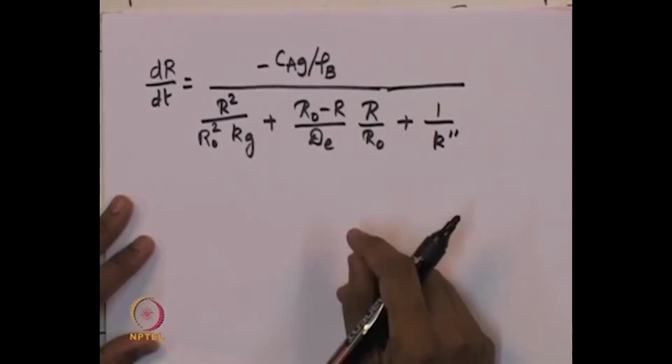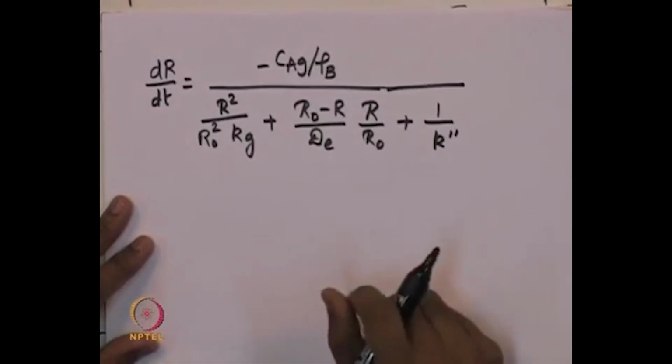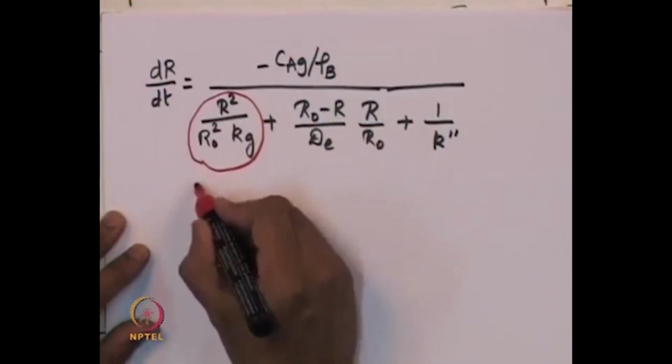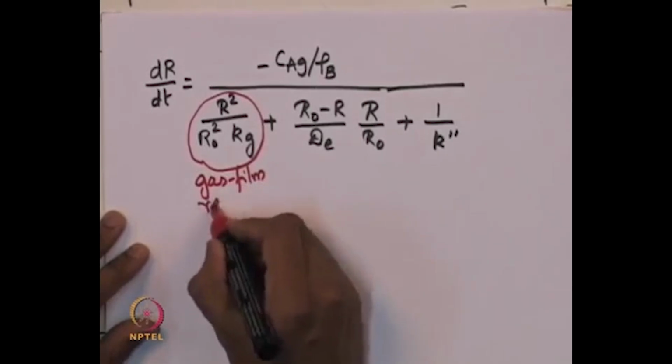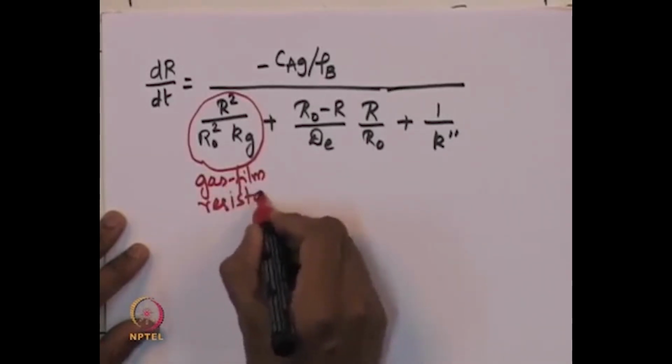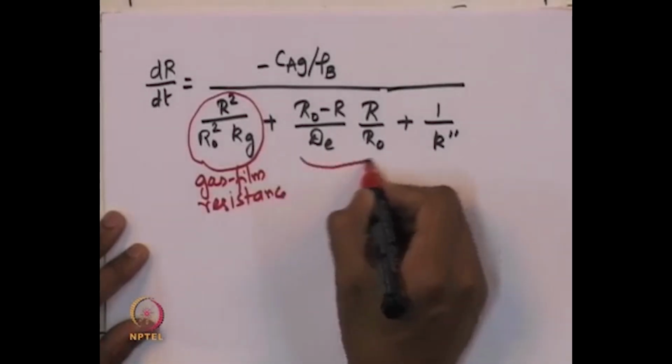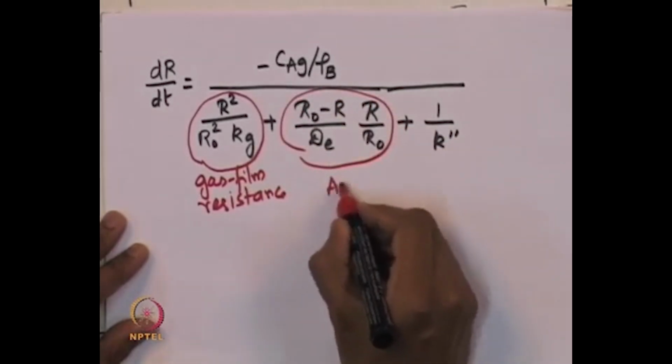Now, here it is assumed that the volume fraction of the solid in the unreacted core is approximately equal to 1, and there are three terms here which correspond to three different resistances. The first one corresponds to the gas film resistance, and this one corresponds to the ash layer.